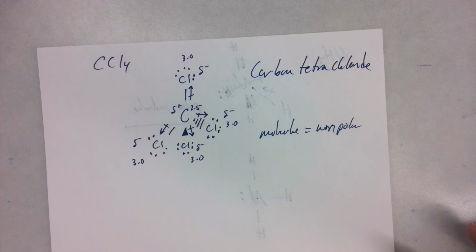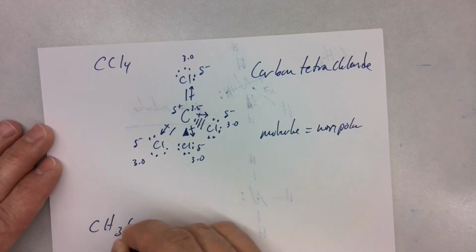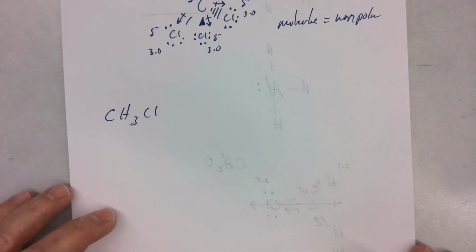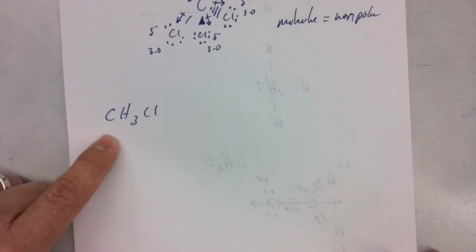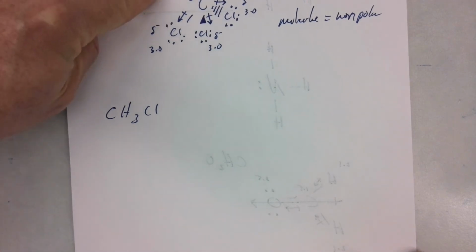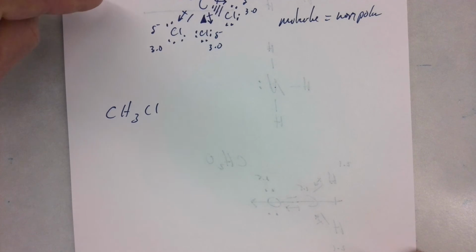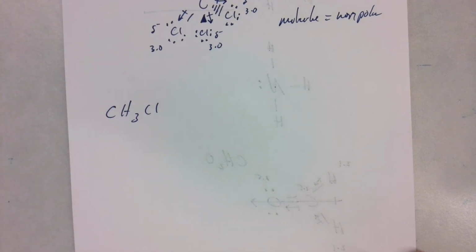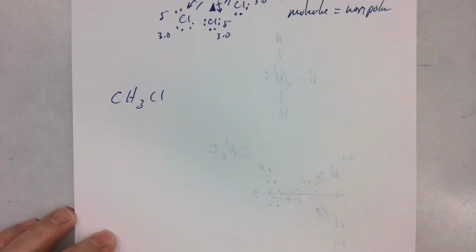Yeah? Should we try one? Alrighty, so let's do CH3Cl. Let's go for 10 hands here. What I want you to do is I want to see the drawing with the arrows, with the partials, and then I want to know both bond polarity and molecule polarity. Okay, I'm going to give you a few minutes here, let you work on that, and I need 10 hands.